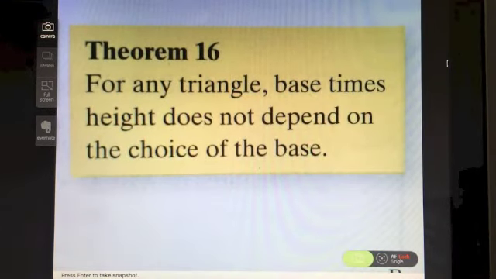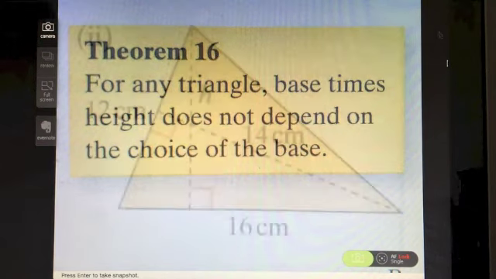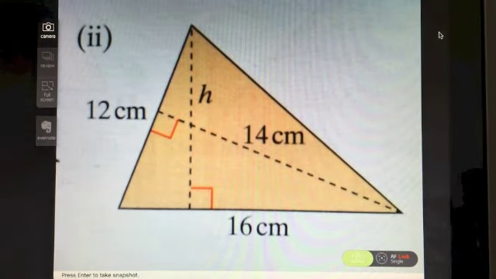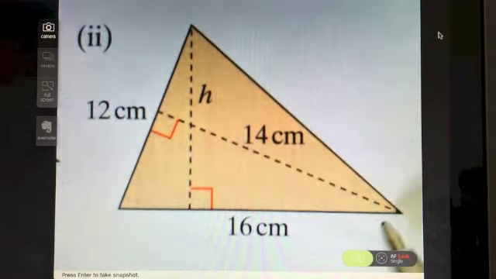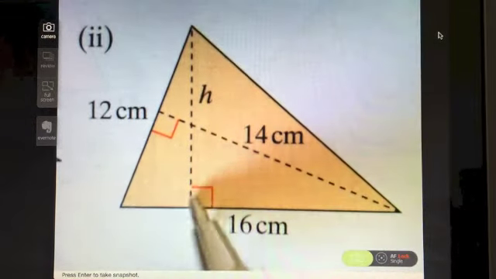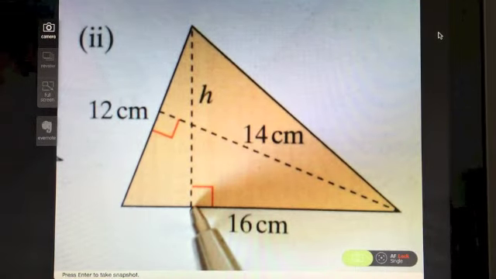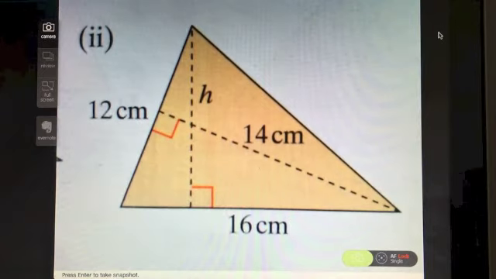Theorem 16 states, for any triangle, base times height does not depend on the choice of the base. So all this means is, it doesn't matter which base and which perpendicular height of the triangle that you take, it will still give you the same area. You just have to make sure, of course, you always have a perpendicular height. So take this triangle here. If we take the base 16 and this perpendicular height here, then multiply those two together and multiply by a half, you get the area of the triangle.